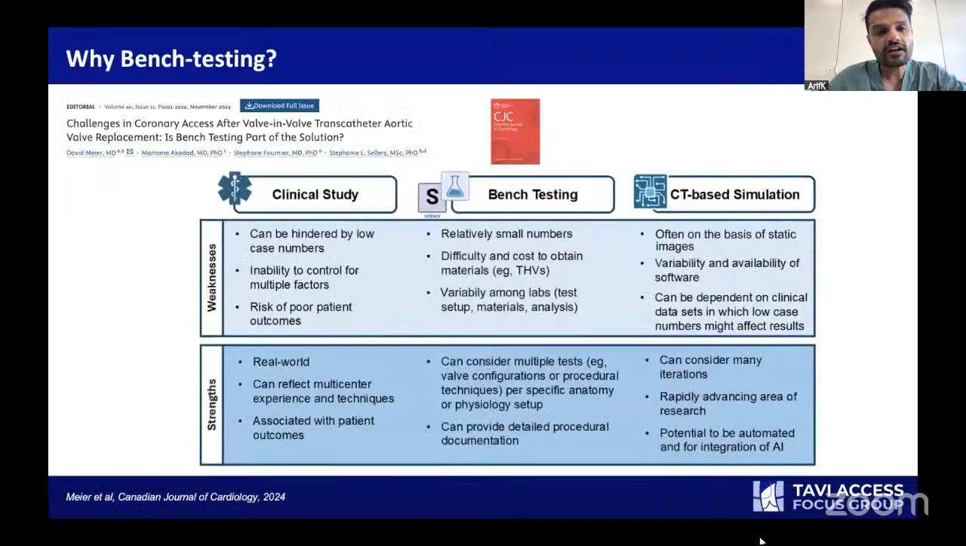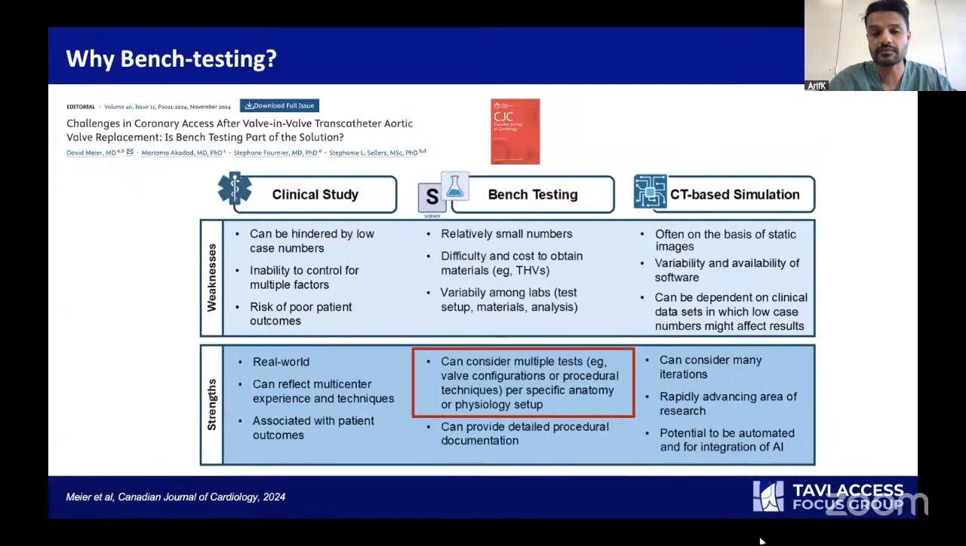I really encourage anybody interested in bench testing to look at this editorial by Stephanie Sellers' group and David Mayer, because they put into perspective where bench testing fits into the different ways we can do research, this hierarchy of research. And why is bench testing useful? I think it's this exact point: you can perform multiple different tests and multiple different configurations inside a specific anatomy or physiological condition or scenario. So it allows you to do things that you cannot do in vivo.